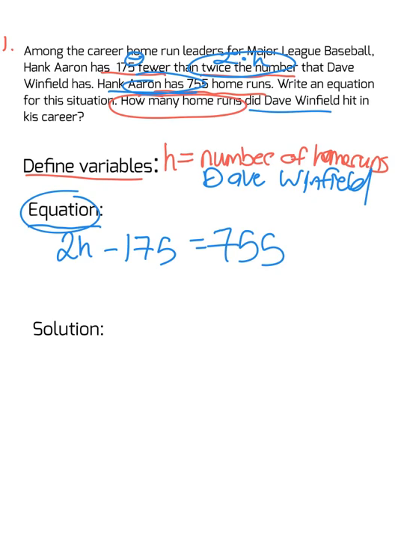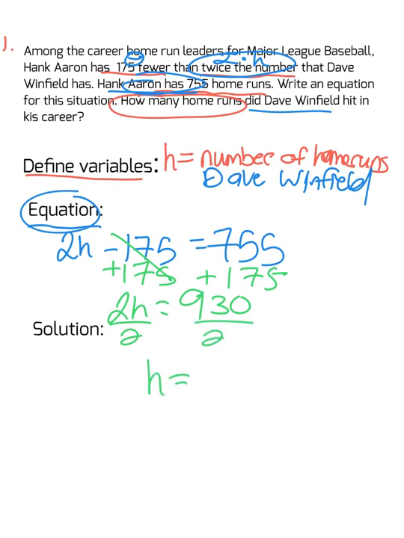I know you all know that when we have an equation like this, we want to first move the 175 over to the other side of the equal sign. So we're going to add 175 to both sides. That cancels out, and we bring down our 2H equals. I'll pull out my handy dandy calculator, and 755 plus 175 is 930. Then I know I want to divide by 2 on both sides, and so H equals 465. My solution is 465 home runs.